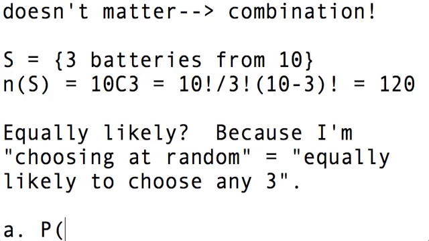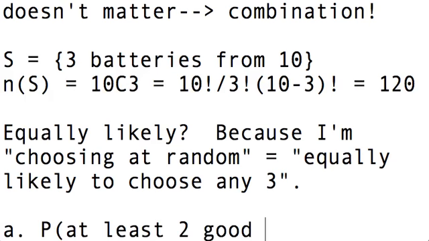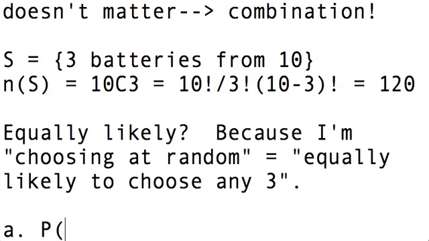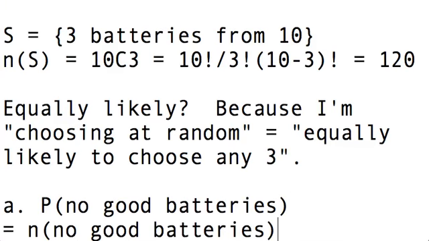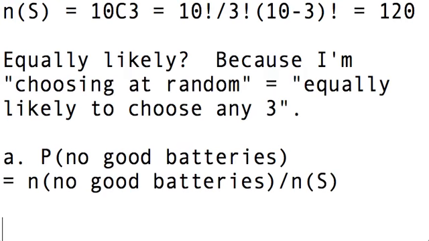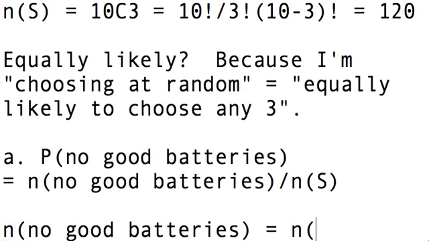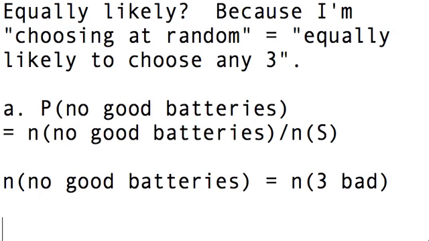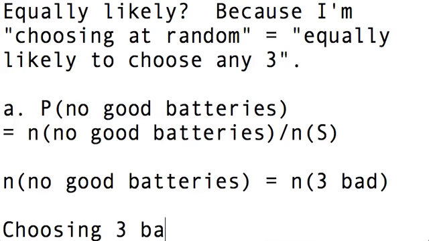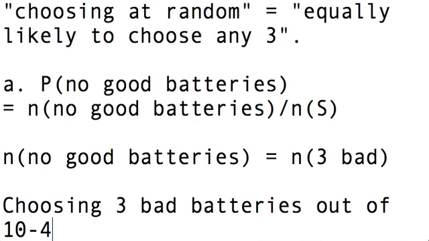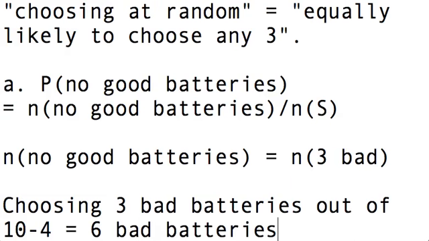What is the probability that I choose at least 2 good batteries? Actually, let's ask a simpler one: the probability that I choose no good batteries. Well, this is going to be the number of ways that I can choose no good batteries divided by the total number of ways that I can choose any 3 batteries. The number of ways that I can choose no good batteries is the number of ways that I can choose 3 bad batteries, out of the 10 minus 4 equals 6 bad batteries. There are 4 good ones, there are 10 total, so 6 of them are bad.